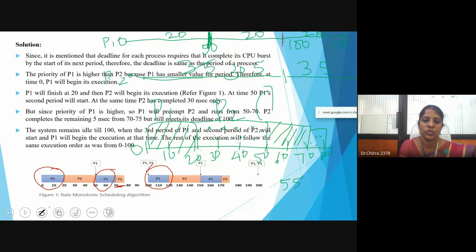Again, P2 tries to execute. P2 requires 35, but after it reaches 150, P1 again requires the processor. So only 30 units are executed here, and again P1 takes the priority and executes for 20 clock cycles. The remaining 5 clock cycles are executed. The same thing is repeated again and again. Here, this job is preempted from the queue and executed again. This is the concept of RMS scheduling: whenever the time period reaches, whichever process has higher priority is executed.